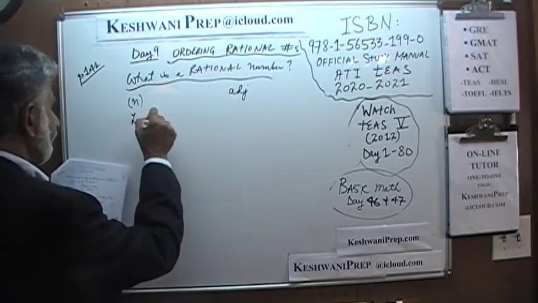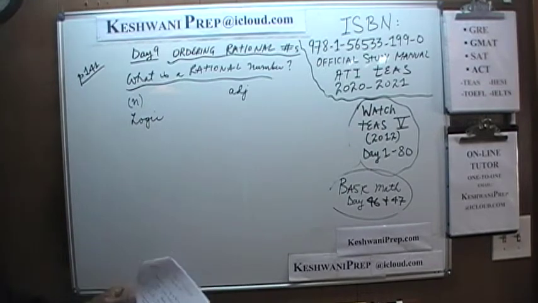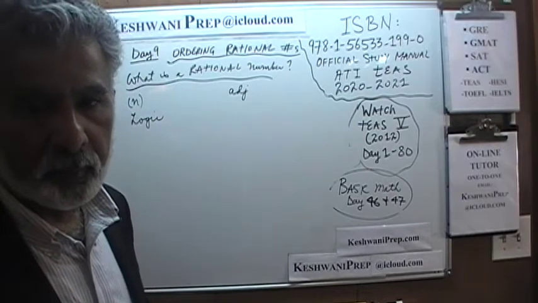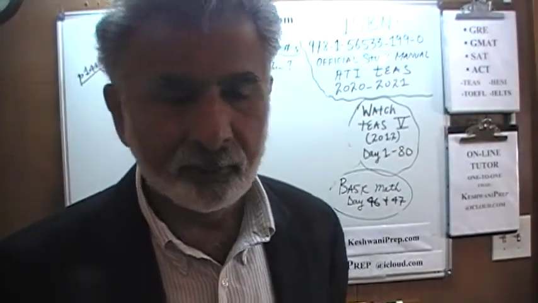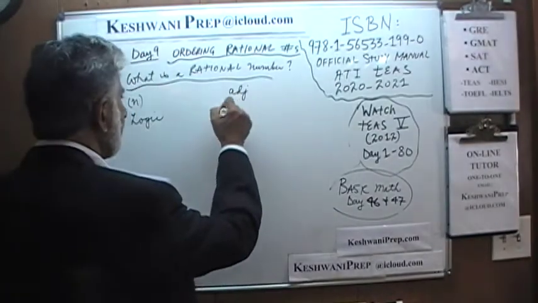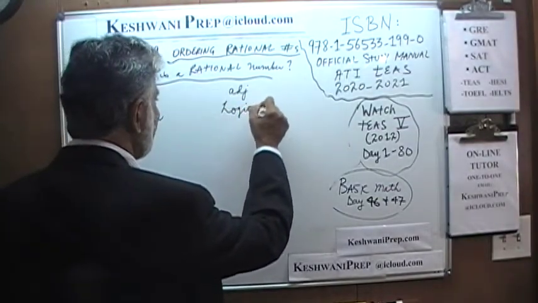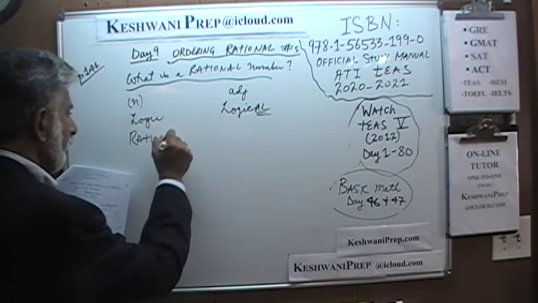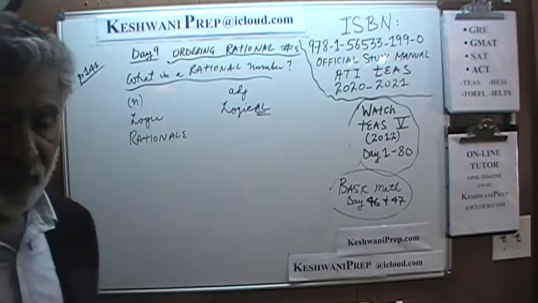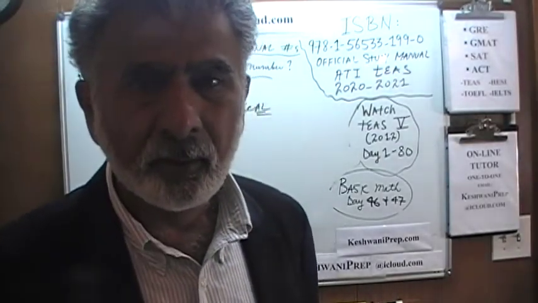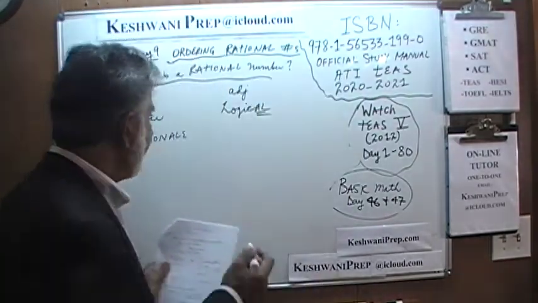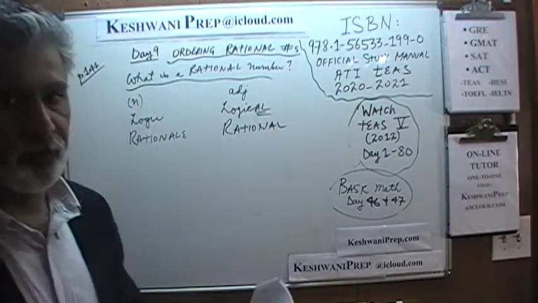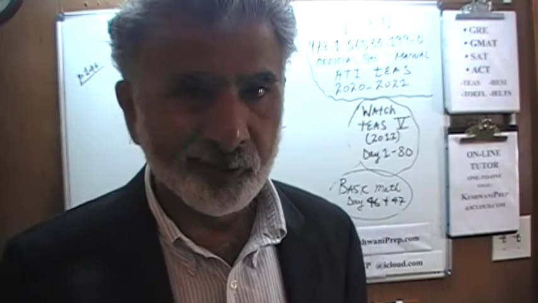For example, logic. Logic is a noun. Do you have any logic behind your work? Was there any logic to your deed? The adjective would be logical. The noun here is rationale. What was your rationale? What were you thinking? What was going through your mind? Did you have any rationale at all? And the adjective would be rational. That was a rational decision. That was a rational thing to do. That was a rational act.